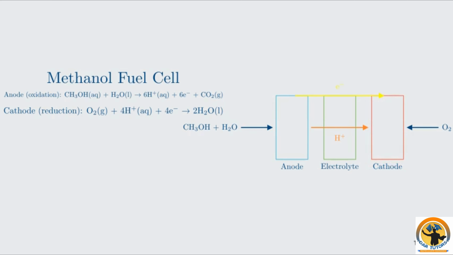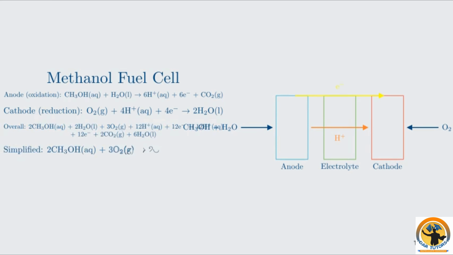To find the overall equation, we need to balance the electrons. We have 6 electrons produced at the anode and 4 consumed at the cathode. The least common multiple is 12. So we multiply the anode equation by 2 and the cathode equation by 3. This gives us the overall balanced equation: 2CH3OH plus 3O2 produces 2CO2 plus 4H2O. The fact that methanol fuel cells produce CO2 is a disadvantage, but the emissions are small.